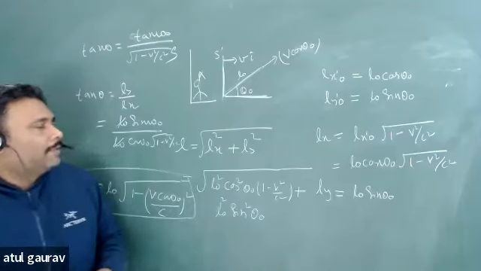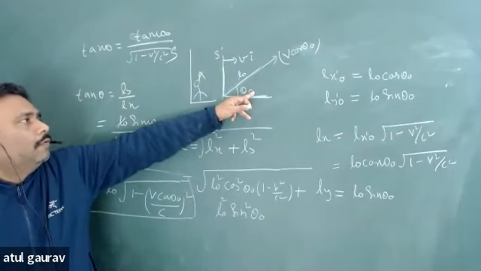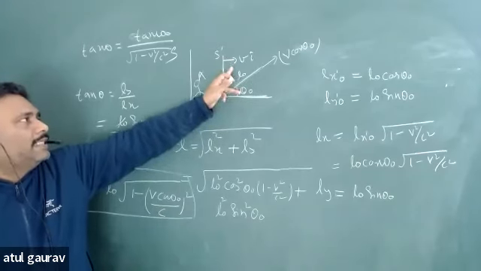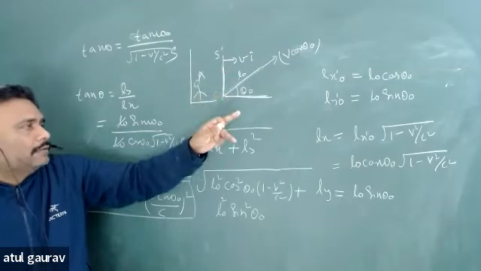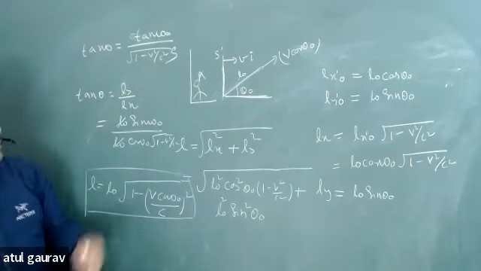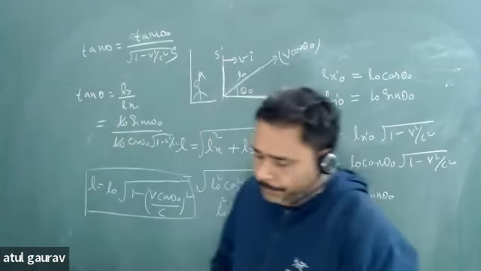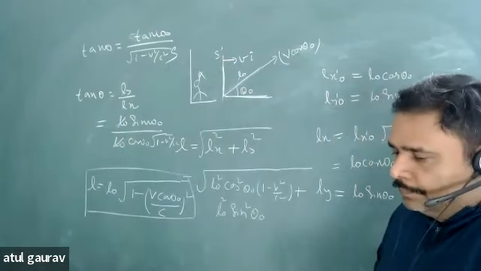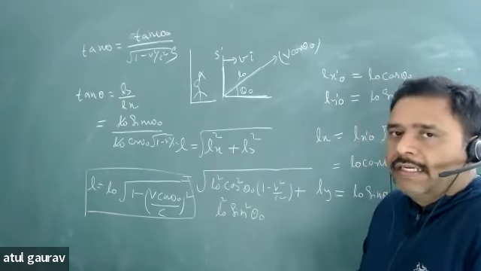And yes, you are 100% correct that this angle is not the same for the observer who is sitting on S dash. It is an entirely different angle when the observer is sitting on S. That you can easily calculate. Is it clear till here?